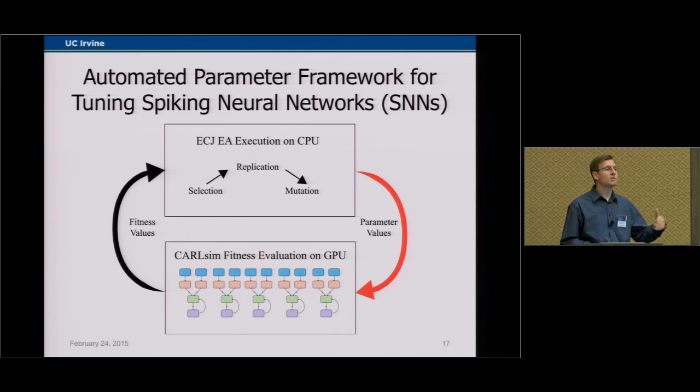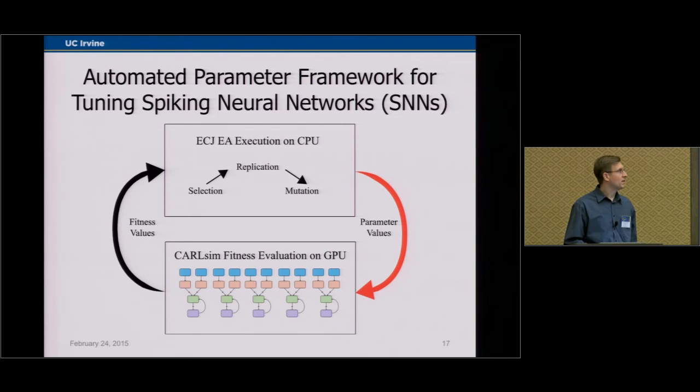Okay, and that's usually the most expensive component of evolutionary algorithms. So this part is in Java, and it's not exactly meant to be super fast, but it doesn't need to be because it's a very small percentage of the time of the simulation. Okay, so Carlson evaluates the fitness and then returns the fitness values back to ECJ, and then it could go to the next generation. Okay, so this is nice because all these spiking neural networks here are evaluated in parallel on the GPU, so you can get a really nice speed up.